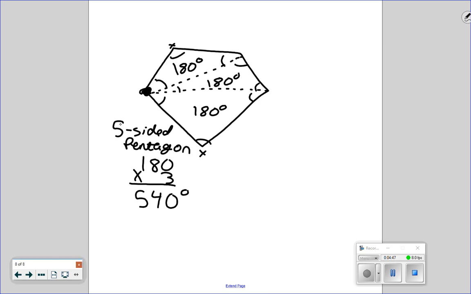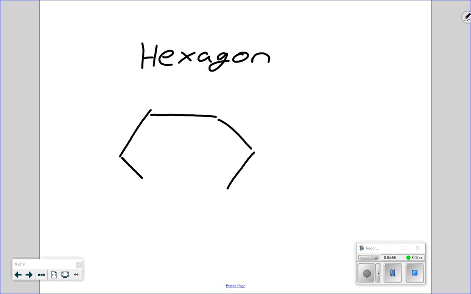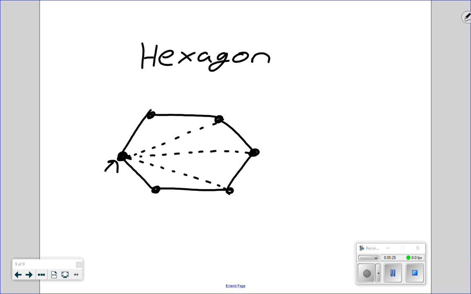Alright, so let's take another shape. Let's take a hexagon, and we'll look at the interior angle sum. So we'll draw a hexagon. Okay, there's a hexagon. A hexagon has 6 sides, 6 vertices. Pick one of these vertices. I'm going to pick this one right here to start with, and connect it to all the other vertices except the 2 that are adjacent to it. So I'm going to connect it first to this one, then to this one, then to this one, and see how many triangles you make.